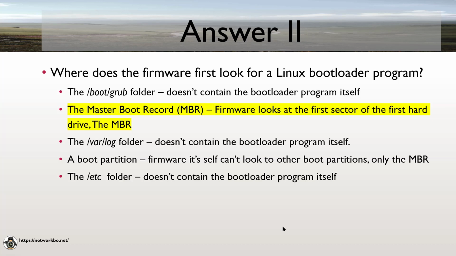The answer is the master boot record. Firmware looks at the first sector of the first hard drive, otherwise known as the master boot record. The /boot/grub folder, the /var/log folder, and the /etc folder do not contain the bootloader program itself. And in a separate boot partition, firmware itself is not able to look at other partitions, only the master boot record itself.